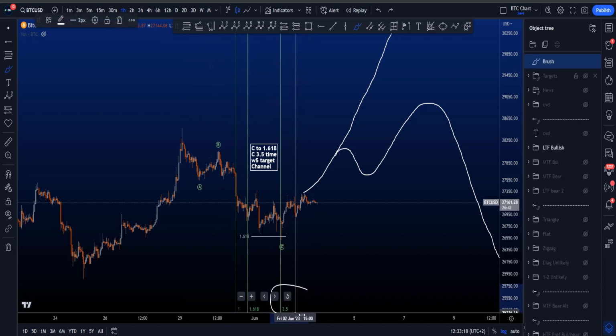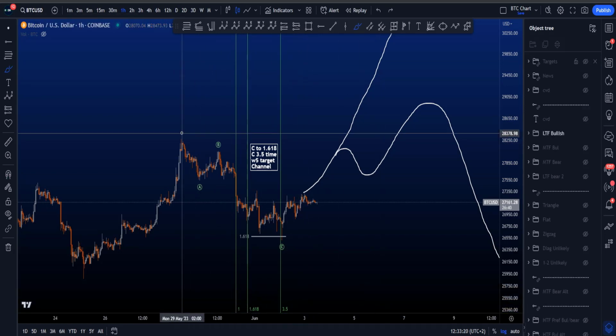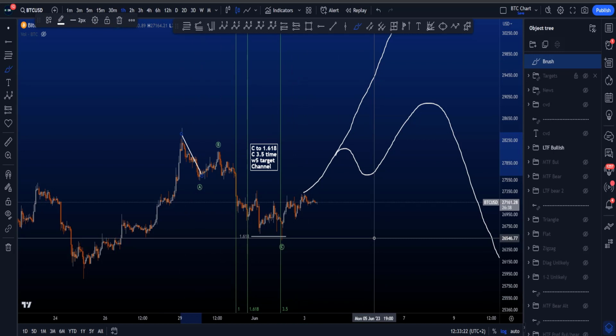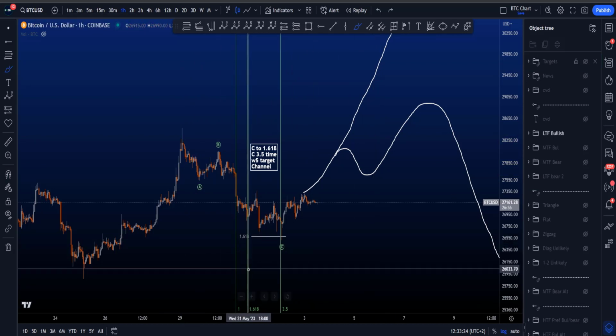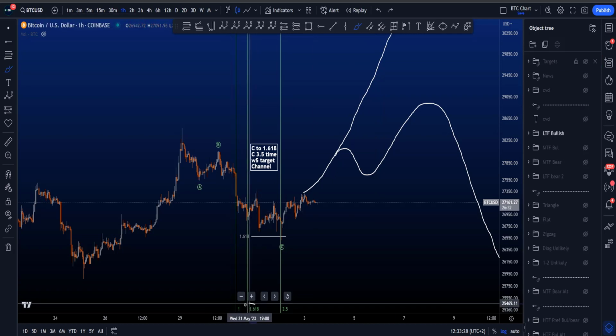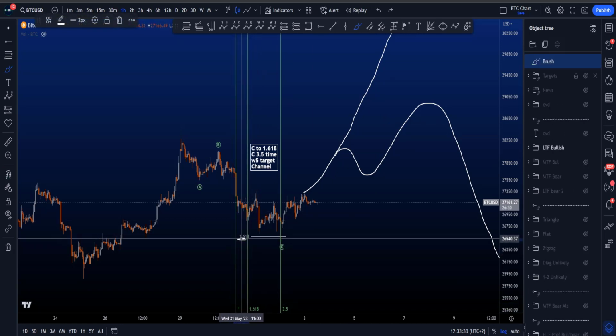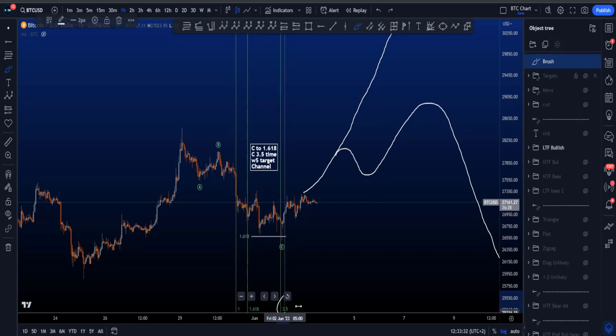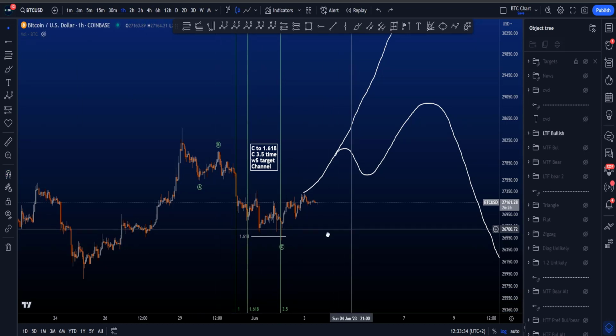C is incredibly long in time. It's 3.5 times longer than wave A, which is not something you really like to see. Usually wave C is longer than A, yes, but it's longer than the 1-to-1, maybe around the 1.618 or in between here, maybe the 2, but the 3.5 is very, very long in my opinion.